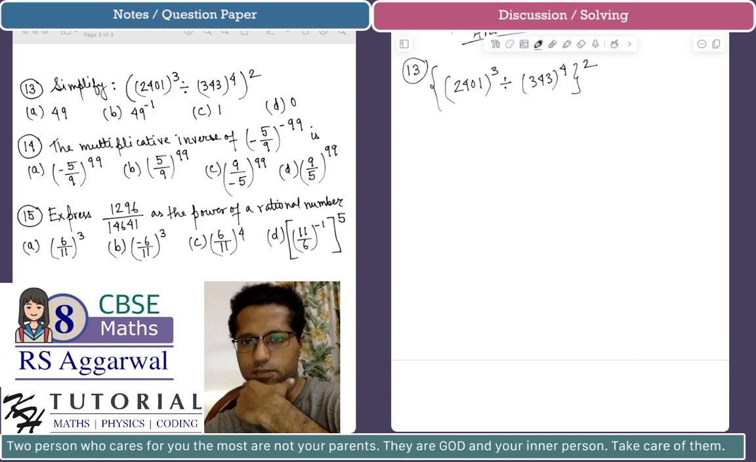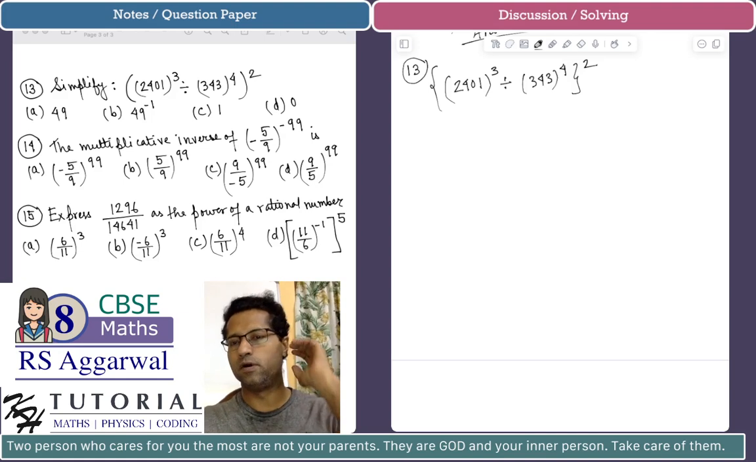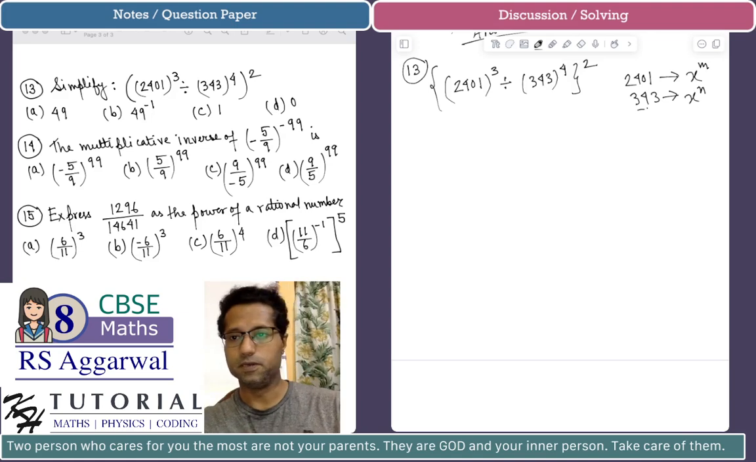Now definitely we have to consider how to convert 2401 and 343 into exponential form. We have to convert these two numbers into the form x to the power m, and 343 preferably in the form x to the power some power n. If we can see 2401 as a power of x, where x will be some integer, and 343 can also be expressed as a power of x, then it will be easier to simplify.